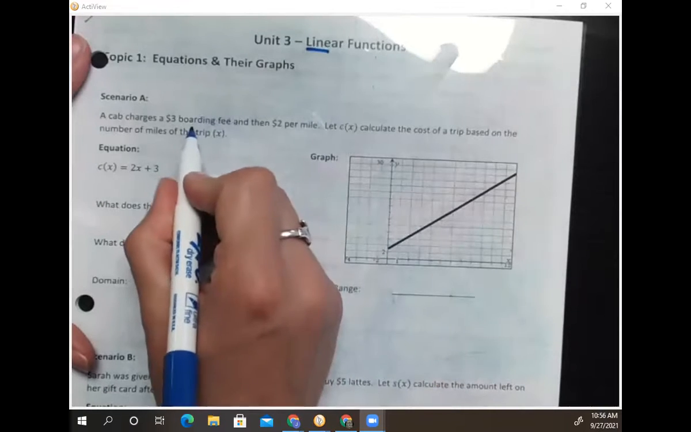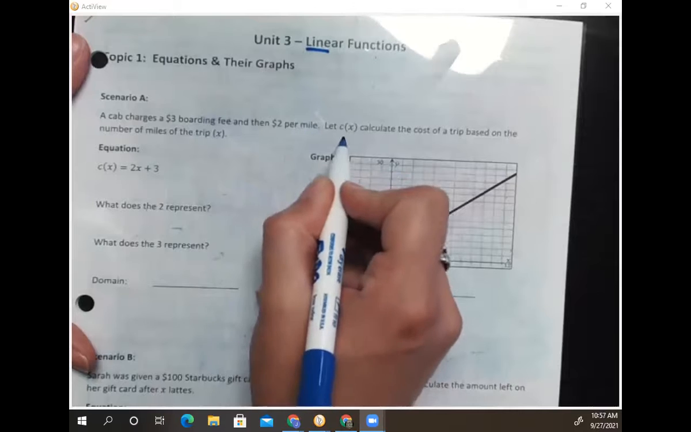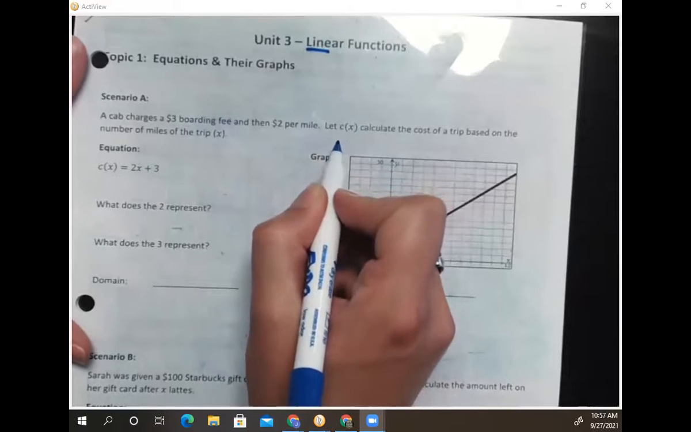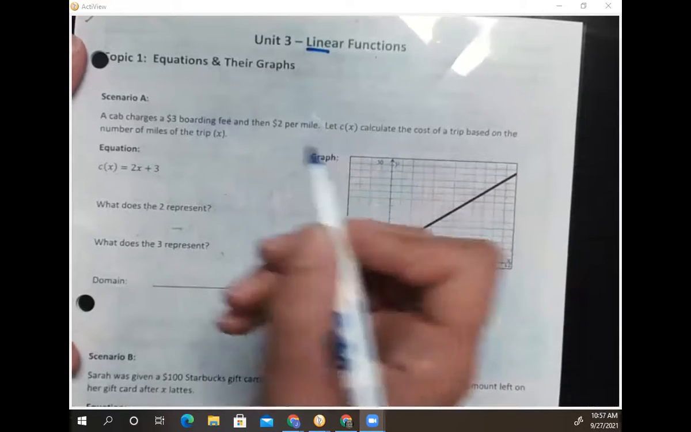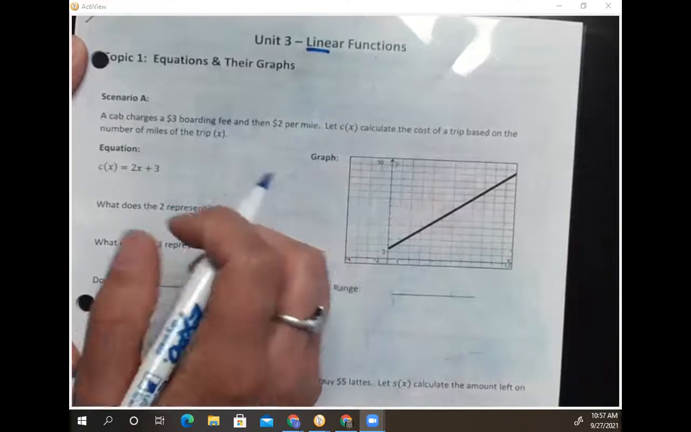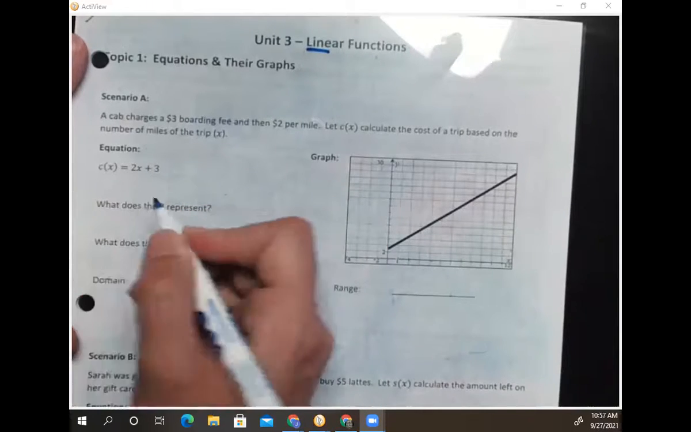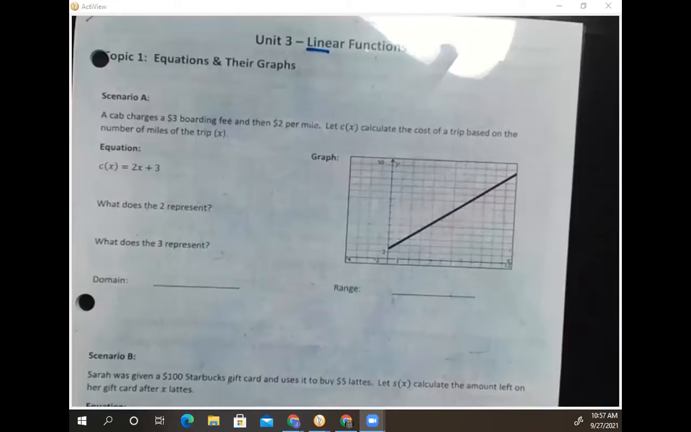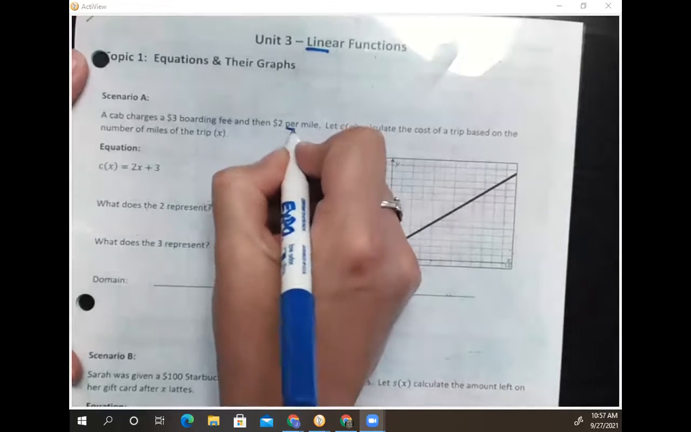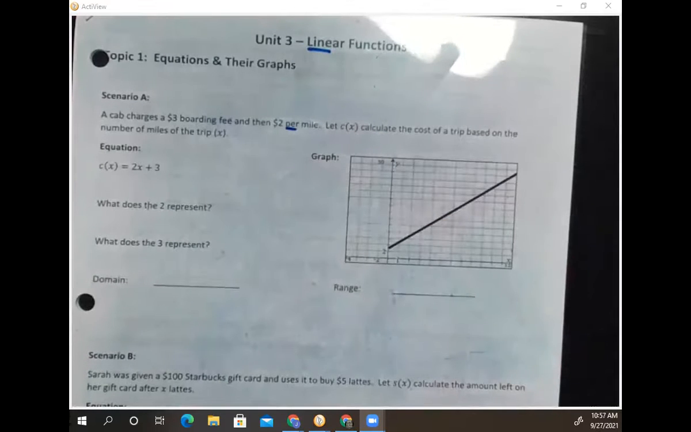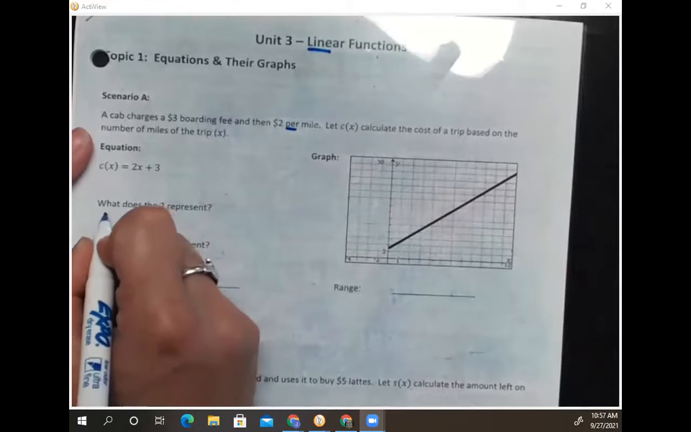So a cab charges a $3 boarding fee and then $2 per mile. Let C of X calculate the cost of a trip based on the number of miles of the trip. And so they've given me that function here, okay? What does the 2 represent? Where did they get that 2 from? It's the cost per mile, right? And we're going to see stuff like this a lot in our linear functions unit. There's some sort of recurring change, in this case, a recurring charge. The 2 is our cost per mile.